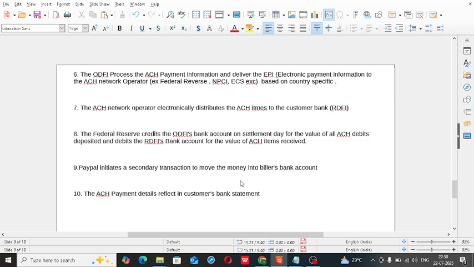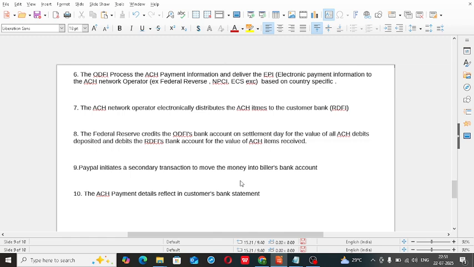The Federal Reserve credits the ODFI bank account on the settlement day for the value of all ACH debits, and debits the ODFI bank account for the value of ACH items received. PayPal initiates a secondary transaction and moves the money to the biller account. Because the RDFI account is debited, again it goes to the ODFI settlement account. The ODFI settlement account is debited. Again, it goes to the PayPal settlement account. The PayPal settlement account debit should happen. Finally, it's distributed to the biller account. So PayPal initiates a secondary transaction to move the money into the biller bank account.